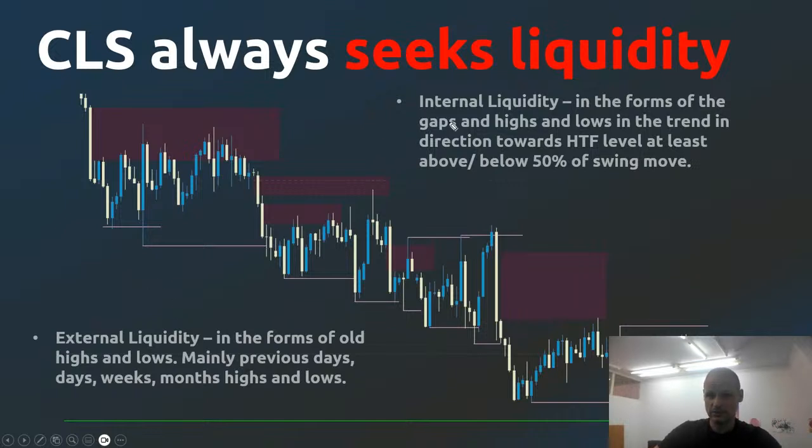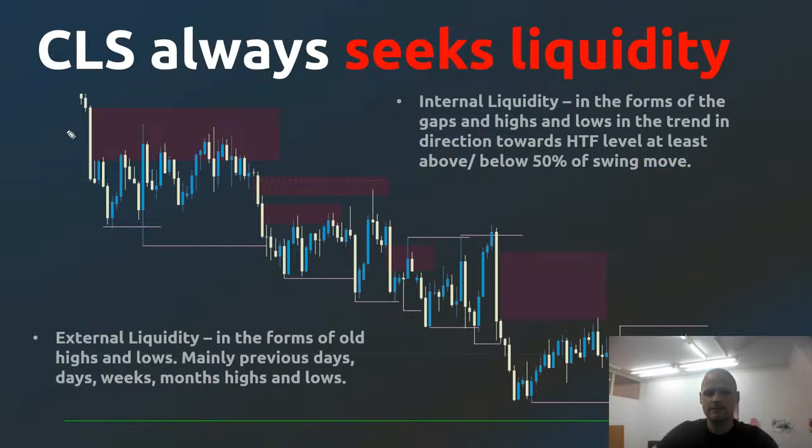So what they basically do, they always go from the internal liquidity, which is in the market, into the external, right? Once they reach the external, they go into the internal, right? So the internal liquidity is in the form of the gaps or highs and lows in the trend direction towards the higher time frame level, right? Here we have a higher time frame level, and I will go through it a little bit later. And mostly the liquidity goes above or below 50% of that swing, right?